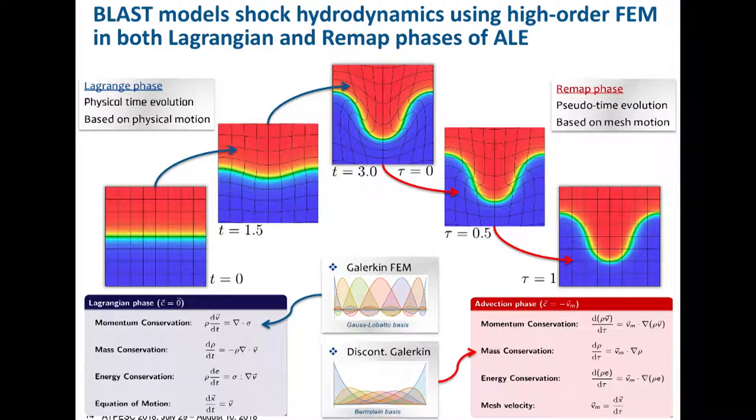I'm not going to go into the details of what the BLAST algorithms are. It's pretty complicated. You can go and look at our papers. But just to give you an idea, what BLAST uses is what's called an arbitrary Lagrangian Eulerian formulation. You have 2 phases in that. In the Lagrangian phase, the mesh follows the fluid, so it deforms, and you solve some conservation equations that are given here using Galerkin finite elements. In the remap phase, you're solving essentially an advection equation. You want to improve the mesh, and you want to flow the mesh through your function without changing it. These are the conservation equations that you solve. And here we use discontinuous Galerkin methods, actually in some interesting basis called the Bernstein basis.